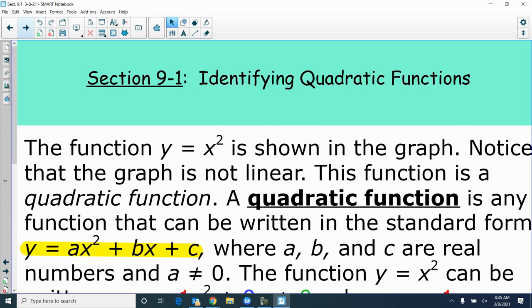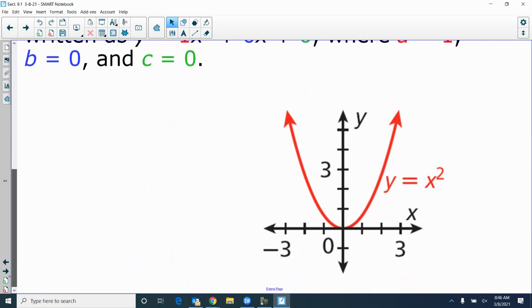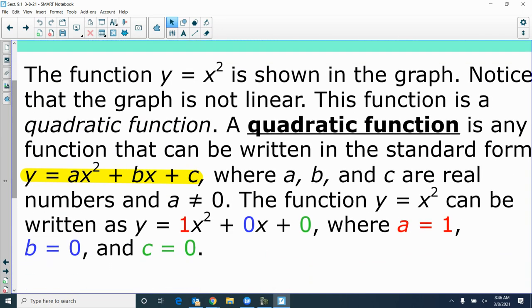The exponent needs to be a 2. Something squared is quadratic. That is where the 2 comes from. The function y equals x squared is this graph here. This function is a quadratic function. A quadratic function is any function that can be written in the form y equals ax squared plus bx plus c, where a, b, and c are real numbers.